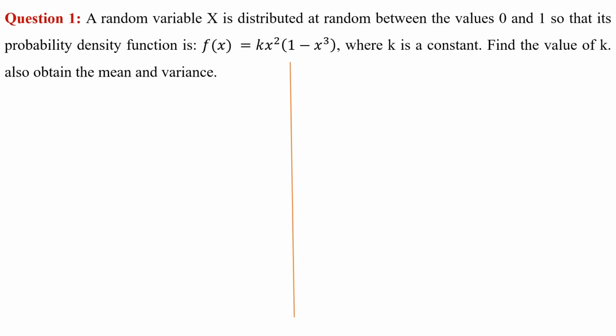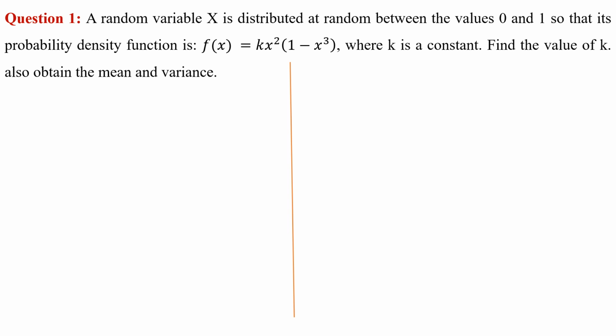So these questions are usually asked in the examination. The first question is: a random variable x is distributed at random between the values 0 and 1 so that its probability density function is f(x) = kx^2(1 - x^3), where k is a constant. Then the question is, find the value of k and also obtain the mean and variance.